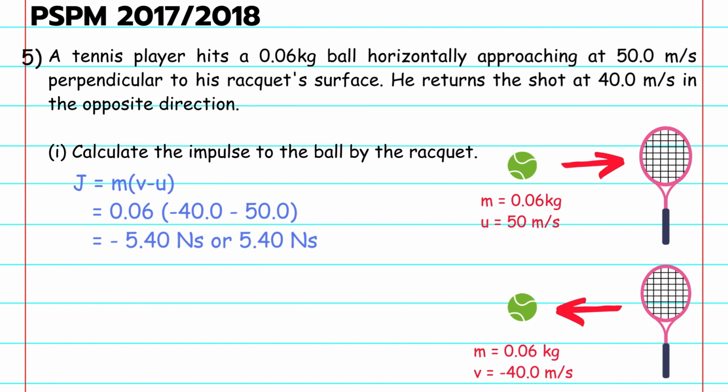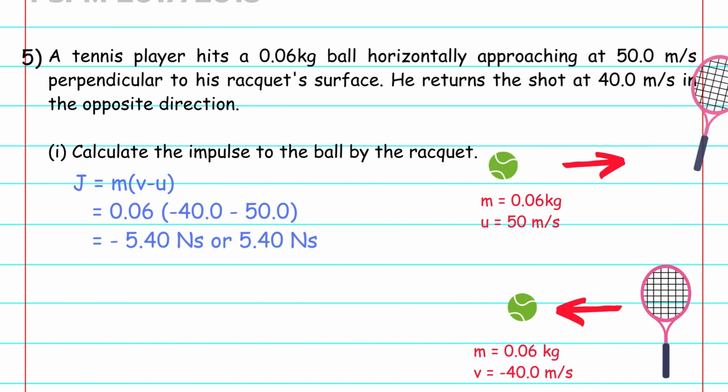Why? Because they say it returns in the opposite direction. So the moment there's an opposite direction, your magnitude will have a negative in front. So that's why your v is negative 40 and your u is positive 50 as it approaches from the positive side. So the formula J equals mv minus mu, and therefore you take your 0.06 times negative 40 minus 0.06 times 50, and you get negative 5.4 Ns, Newton second.